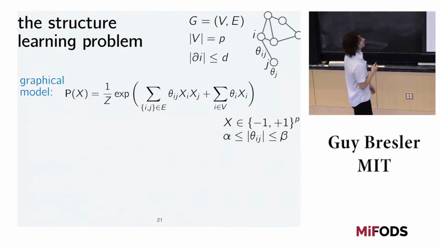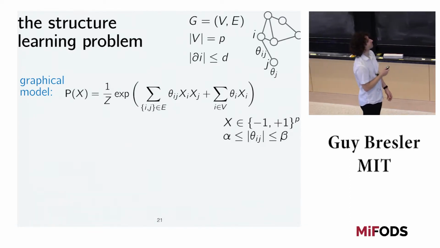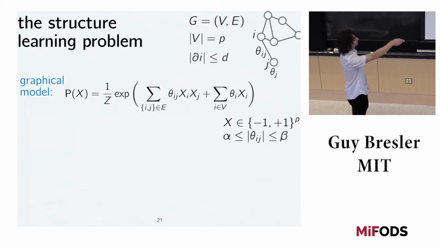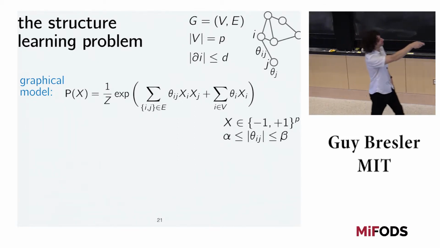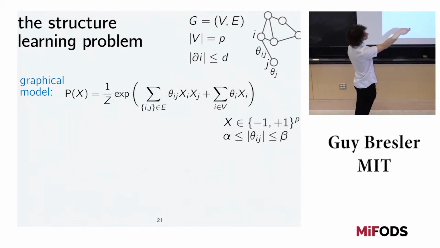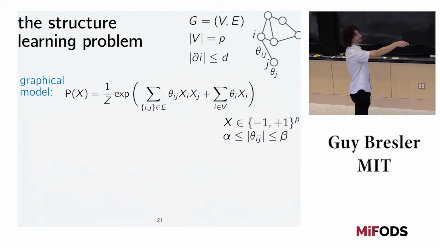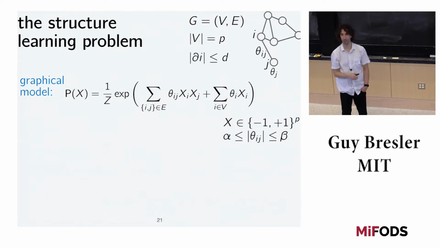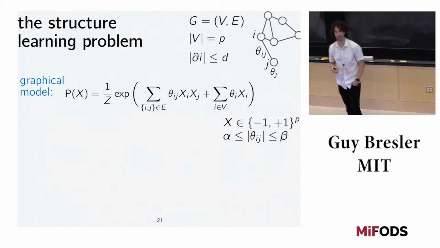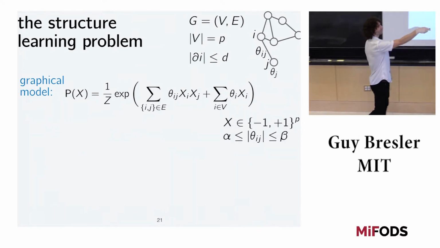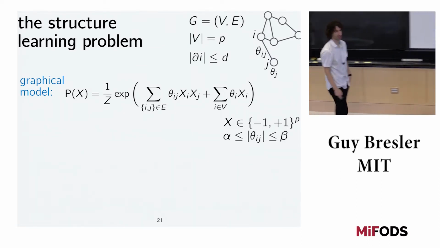All right, so here's our structure learning problem. We have our graph, bounded degree by D. We have an Ising model on the graph. The variables are binary, p dimensions, or p variables. And again, we have our alpha and beta bounds on the theta ij. So you can forget about beta being the parameter in logistic regression. This is what beta is now: it's the upper bound on the magnitudes of the theta ij's.